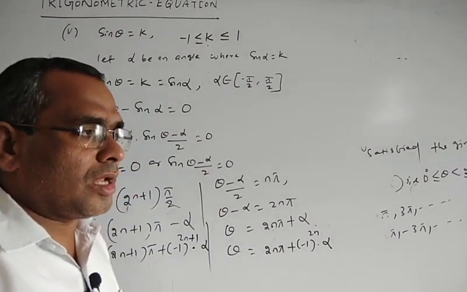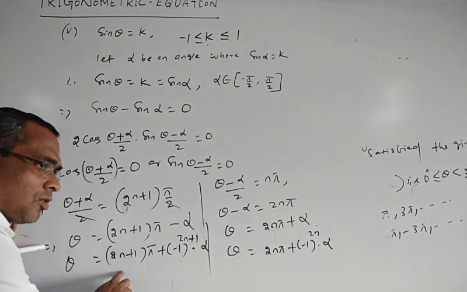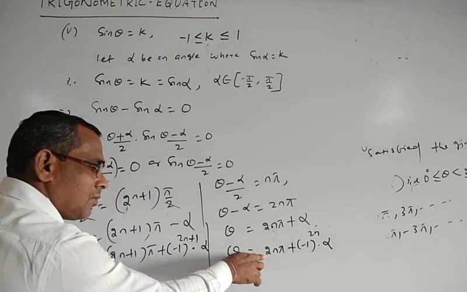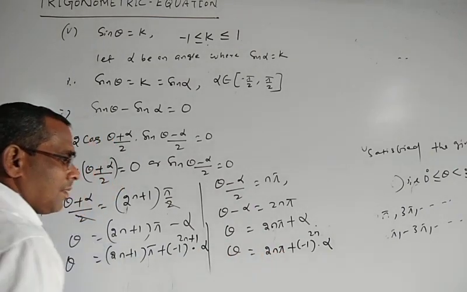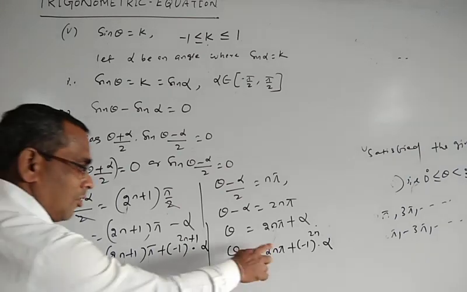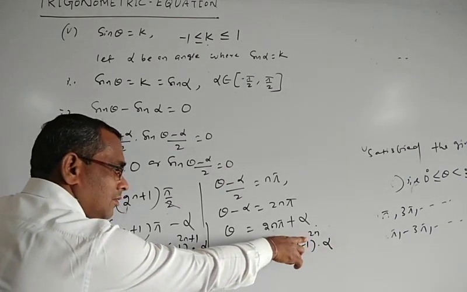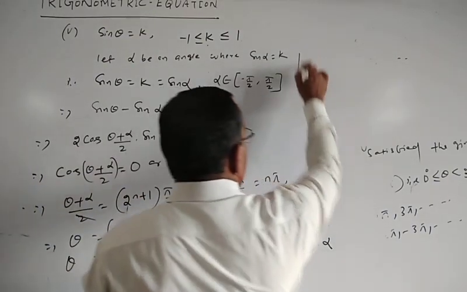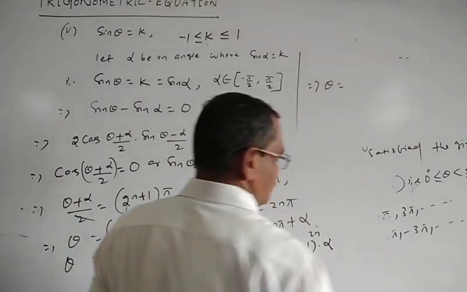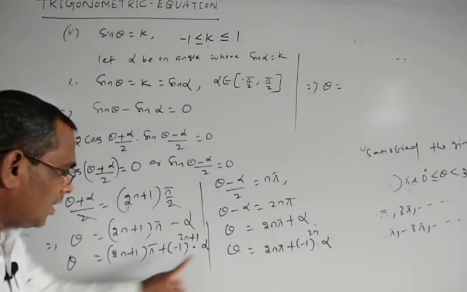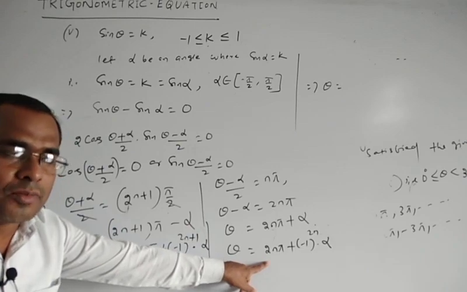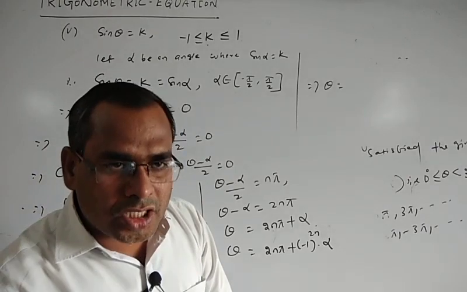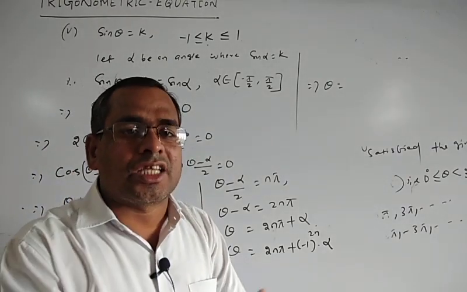So for theta, where we get an odd multiple of pi, minus 1 power odd number applies, and where we get an even multiple of pi, it is even multiple of pi plus minus 1 power even number into alpha. So in general, theta is equal to 2n plus 1 into pi, or 2n into pi. Odd multiple of pi, even multiple of pi. In general this will be n pi. Whether odd multiple or even multiple, in general n pi.